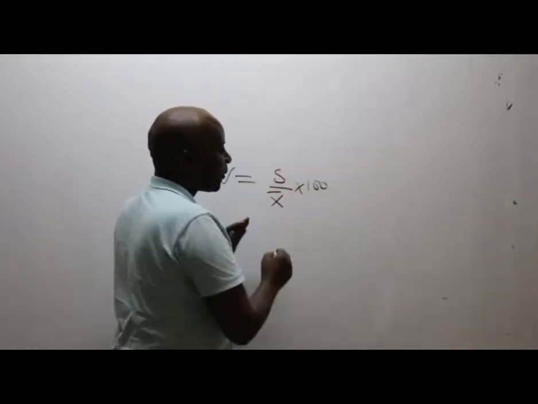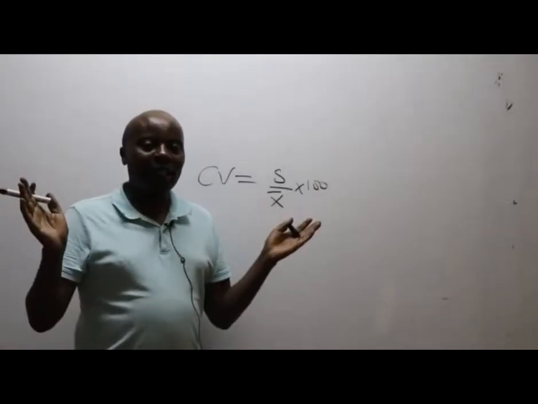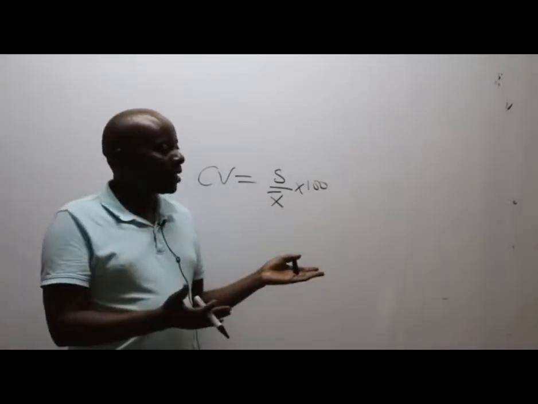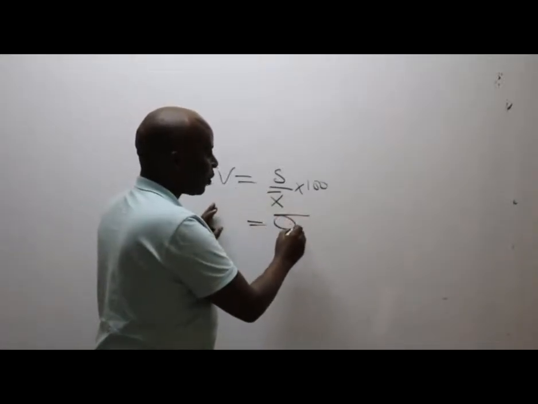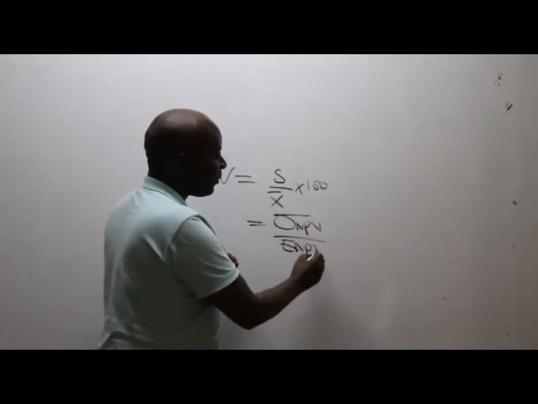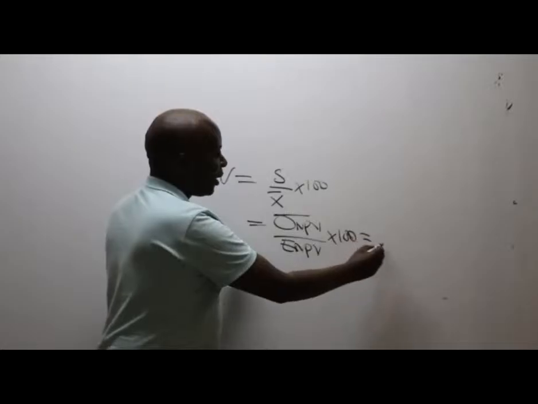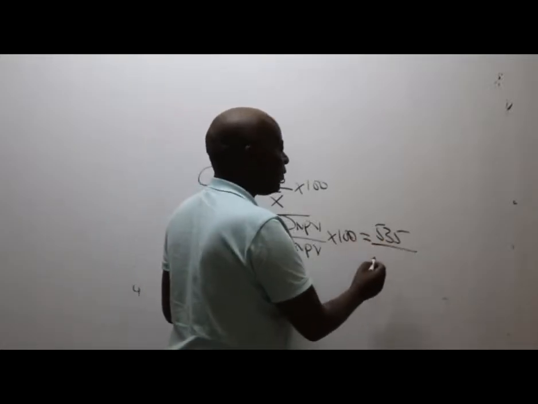In percentage. So I hope you will never forget this. Forget about everything else, but never forget this. So this S stands for what here? Standard deviation, right? So the standard deviation of our NPV over X bar, our expected net present value, times 100. So you gave me 535 all over expected net present value.